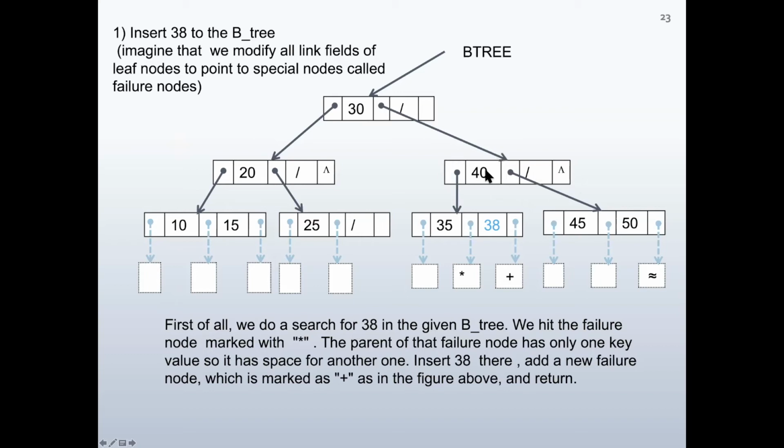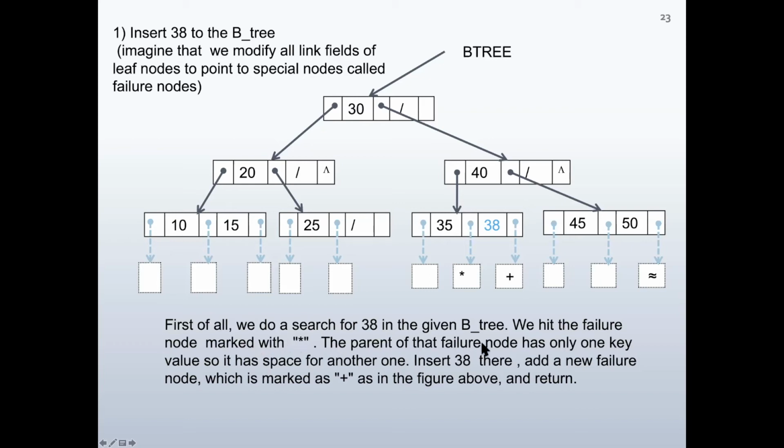And there we have 40, so it should be less than 40. We go to this subtree, and it is larger than 55. We follow this link, and we see that it's a failure node. We hit the failure node marked with star.